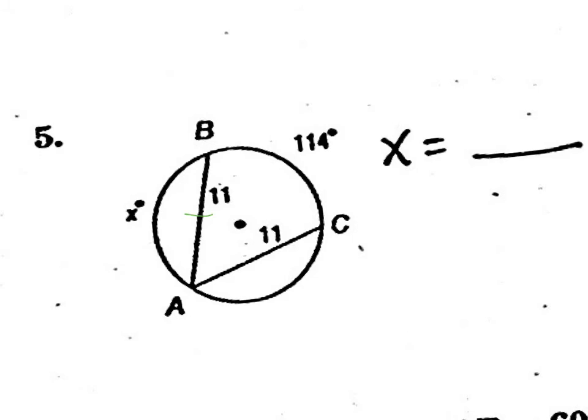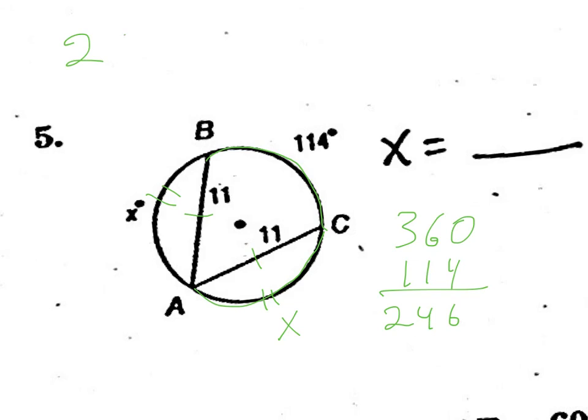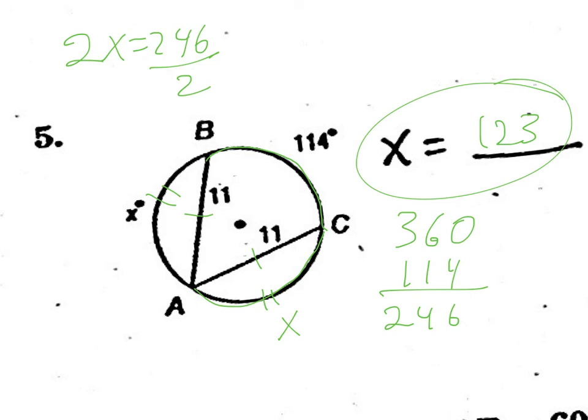the chords are congruent, therefore the arcs are congruent, which means this arc is also x. If BC is 114, we take 114 from 360. And that means that these two x's have to equal 246. So 2 times x equals 246. Basically, we're just dividing 246 by 2, and we find that x is 123. Okay? Hopefully that helps.